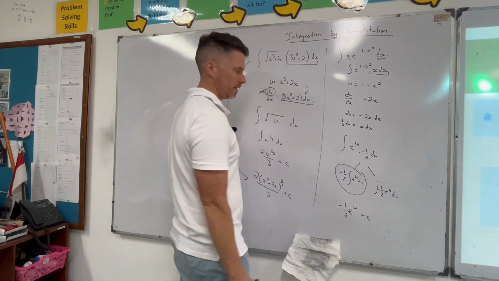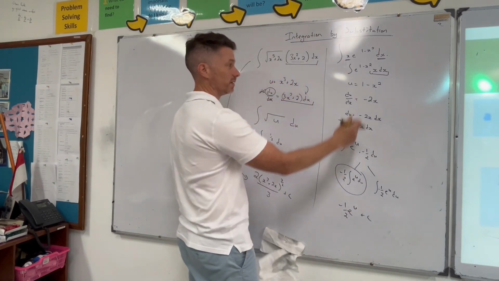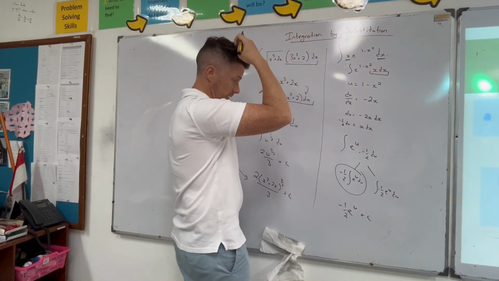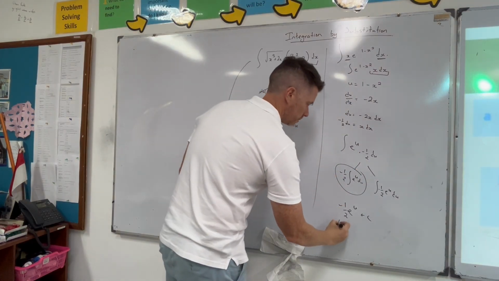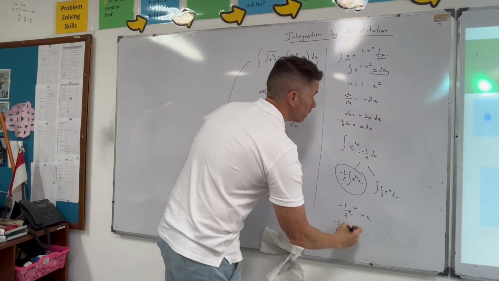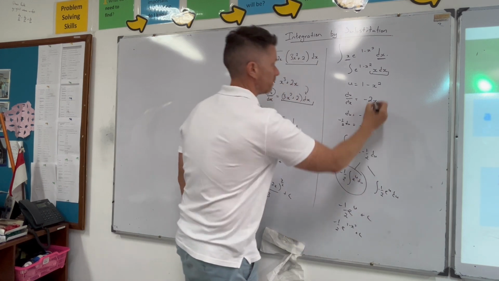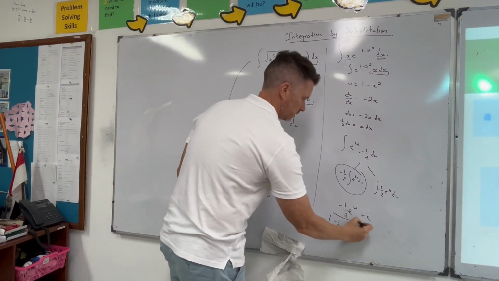Plus c. And all the hard work has been done in the substitution part. The easy part is now the integration part. And u is e to the 1 minus x squared from the start. I called it that up here. So this is my answer.